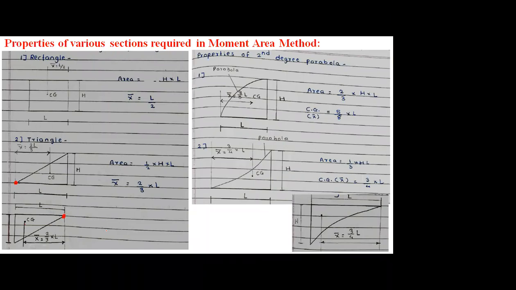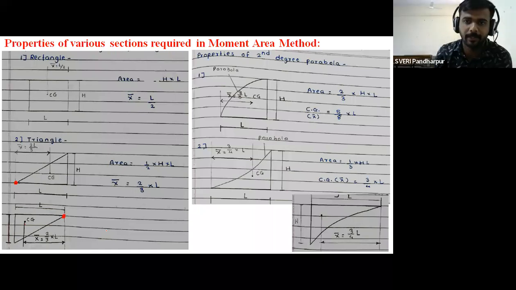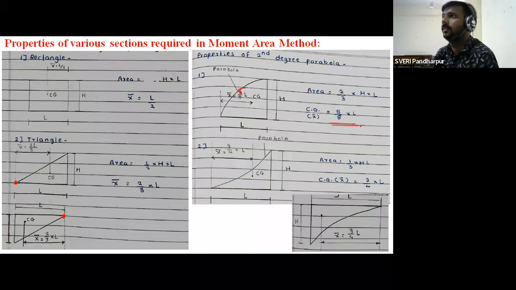Except rectangle. Yes. For the properties of second degree parabolic, first, is the CG 5/8 or 3/8? 5/8. Okay. So here I think by mistake in the figure they have written the 3/8. This is 5/8. In only rectangle section, there CG is concentrating at the center point.